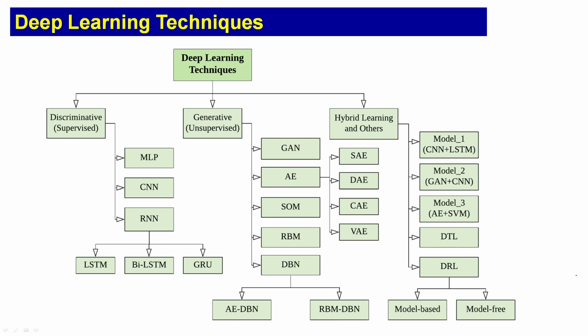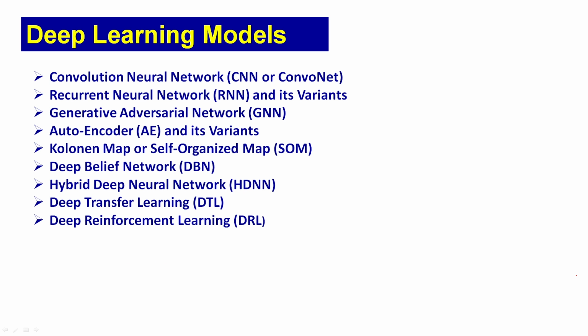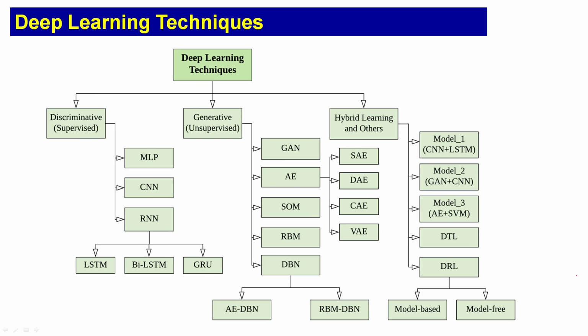And then we will also talk about, it may not be today's lecture, some of these things: unsupervised learning like AE, which is nothing but autoencoders or variants, or SOM, which is nothing but self organized maps, DBN, and then, if time permits, I will talk about hybrid things like CNN plus LSTM, GAN versus CNN, autoencoder versus SVM, or many other things.